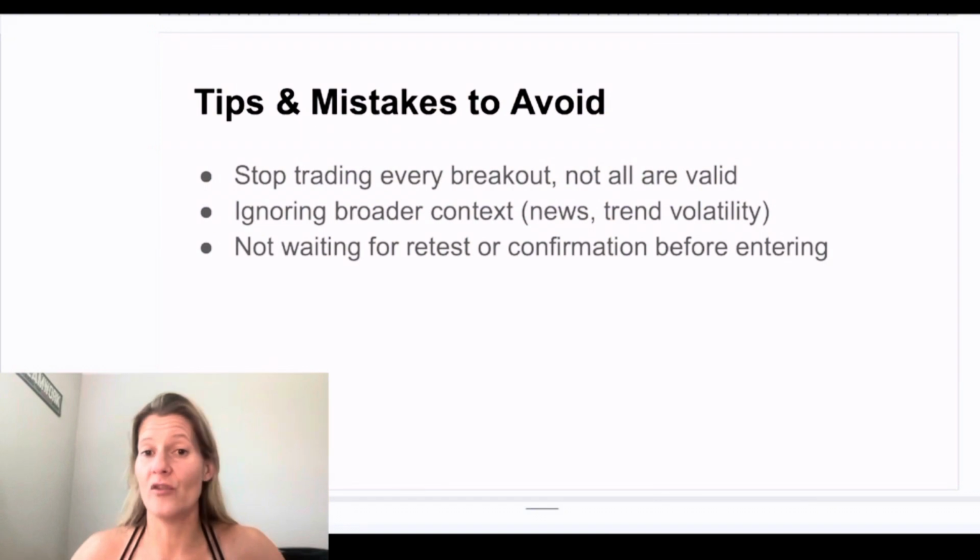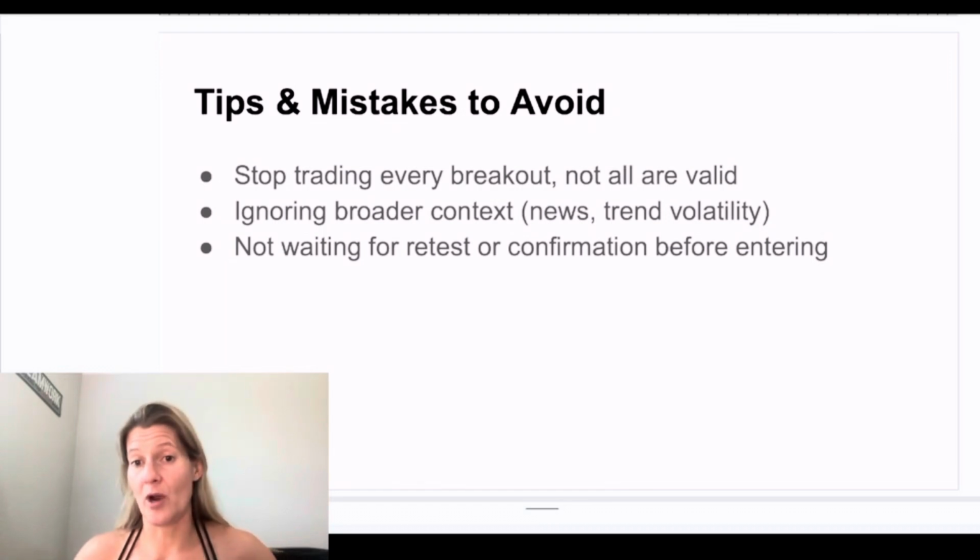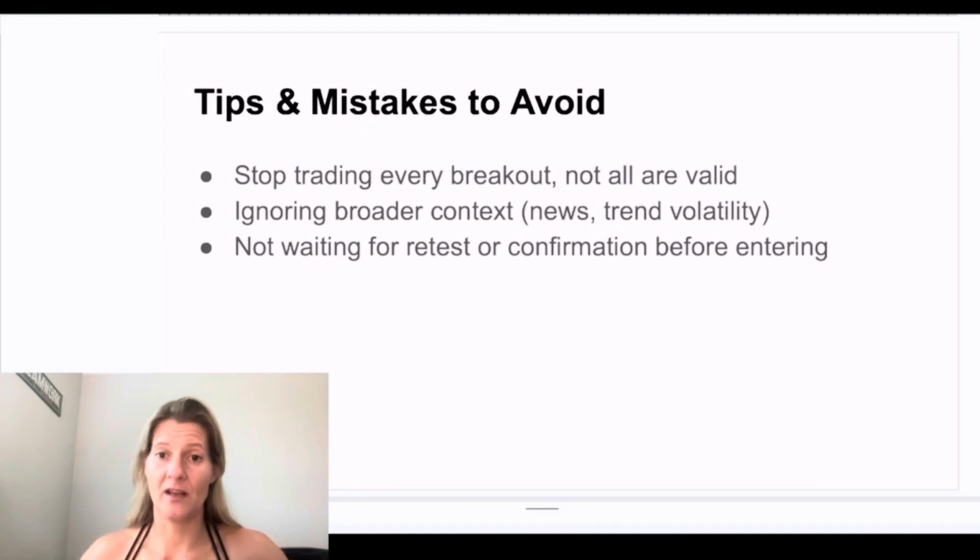So if the overall trend is up and you're trying to short, you might be in a little bit lower probability. And then volatility. If it's a really choppy day and there's not really any momentum in either direction, then you might get chopped out. So looking at other confluences to support your trade is something that's going to help out a lot. That's a pro tip. And then also not waiting for a retest or confirmation before entering.